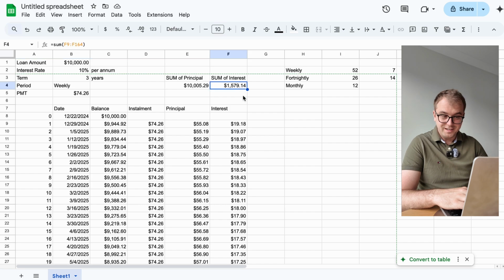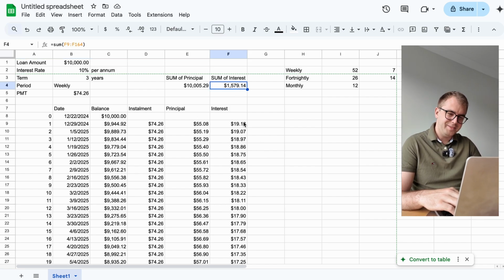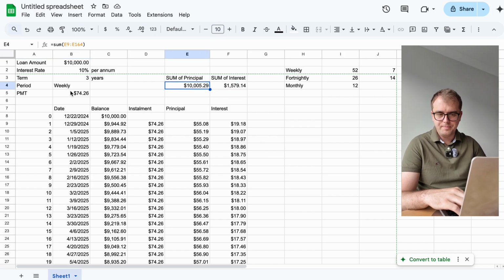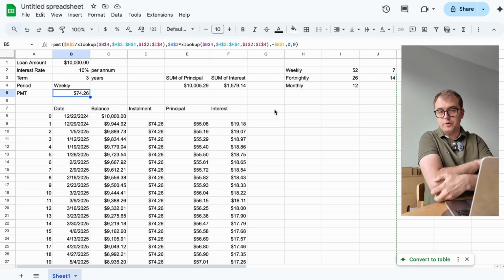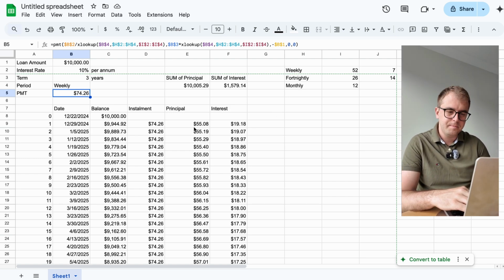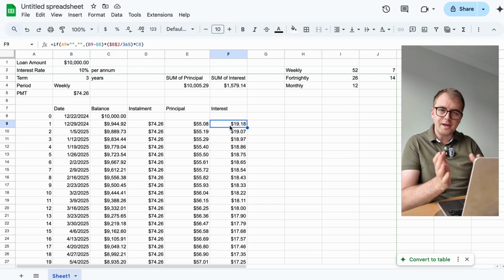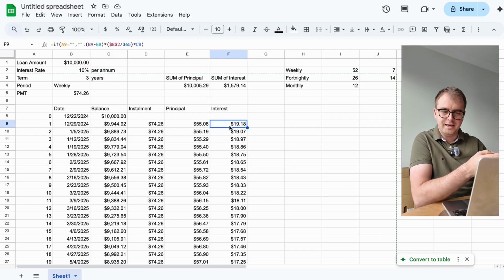And our interest has actually declined, surprisingly. The sum of principal has changed too. Now, this is because our payment amount no longer exists. Like it's no longer relevant. This is the PMT formula, but our interest has veered away from the IPMT. We're now doing it manually.